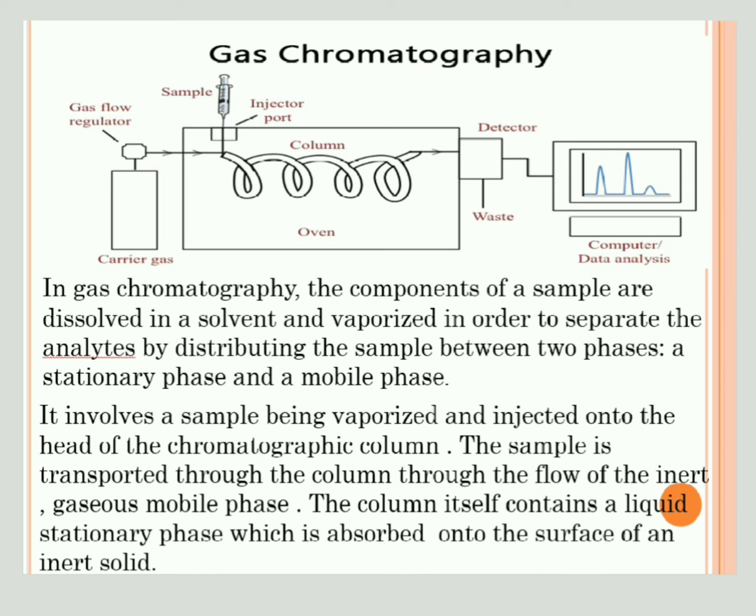Here actually the gas is the mobile phase, and the stationary phase can be solid or liquid. The principle here is what I have explained, the interaction of the component with the stationary phase and the mobile phase. Here the sample to be separated is converted into vapor, and then it is mixed with the gaseous mobile phase.